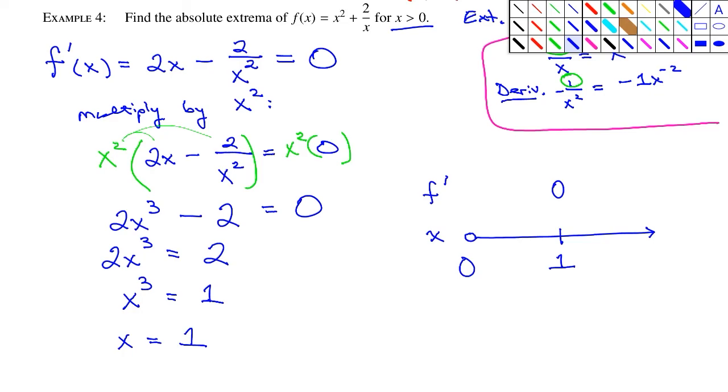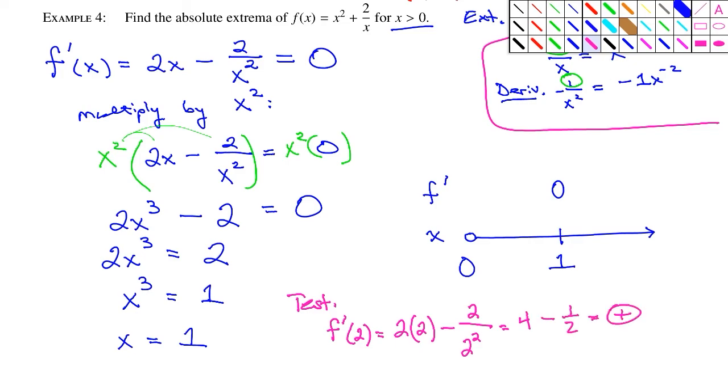And then I'm going to test the derivative at 2. So this would be 2 times 2 minus 2 over 2 squared. That would be 4 minus 1/2, which is 3.5, which is positive. So these are all positive. And the multiplicity of the 1 was odd, so that means it's switching sides here, so it's negative on that side. Well, that's perfect. That's exactly what we're looking for.